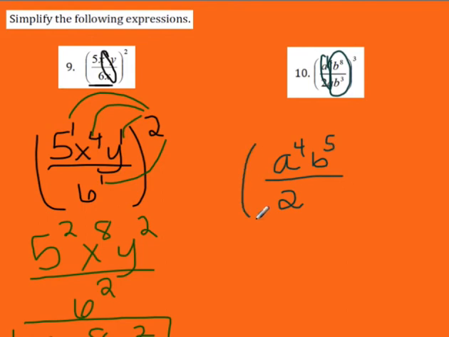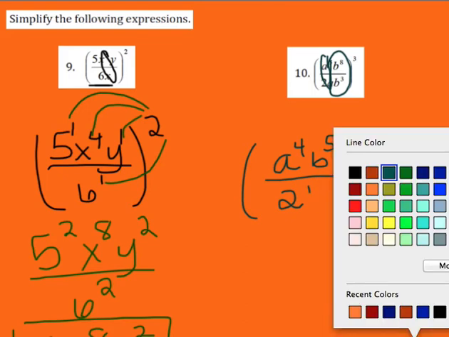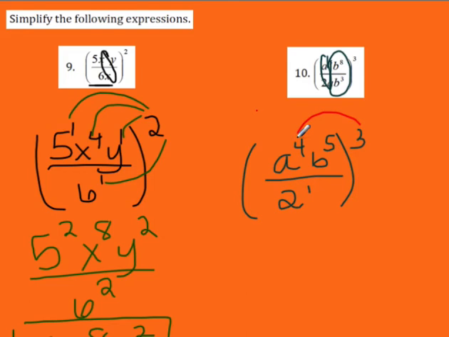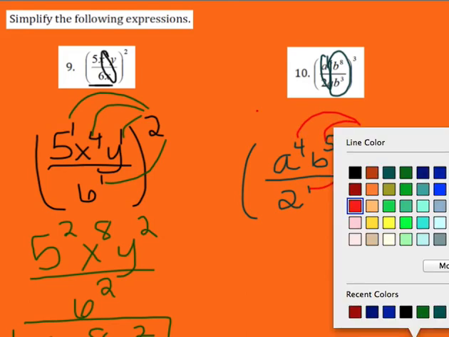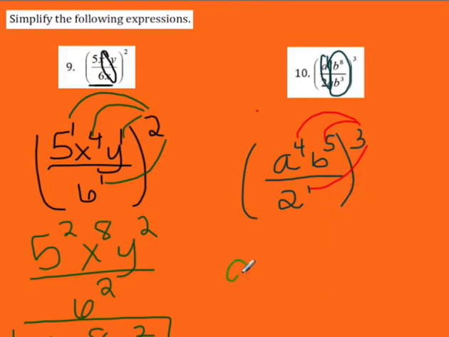So now we're taking this whole thing, and we're raising it to the third power. Now remember that 2 has an exponent of 1. So what we're going to do is we're going to take that 3 and multiply it into each of the exponents. Okay, so let's go ahead and do that. So we have a to the 4 times 3, which is 12, b to the 5 times 3, which is 15, and 2 to the 1 times 3, which is 2 to the third.